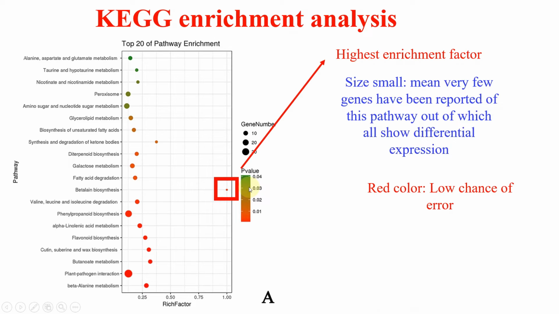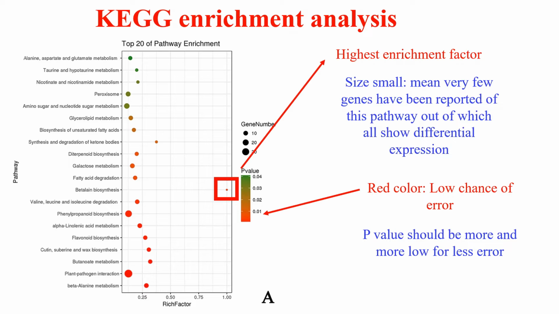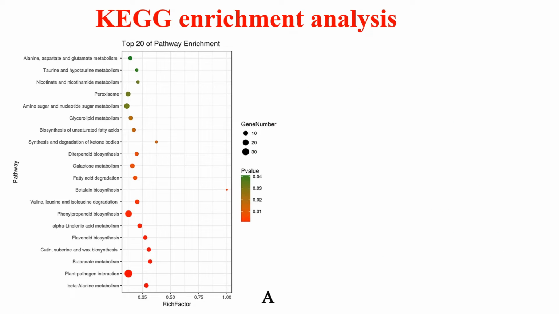So the next thing is mentioned with the help of this red color. You can see that red color corresponds to the low p-value. It means there is high confidence in the results and there is less chance of error. So now let's move to another example and try to understand some more bubbles.